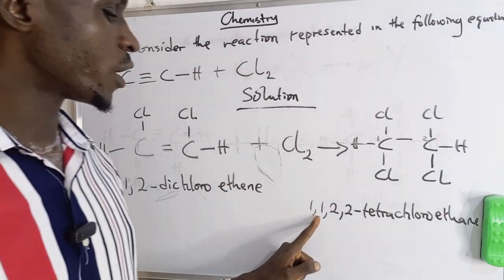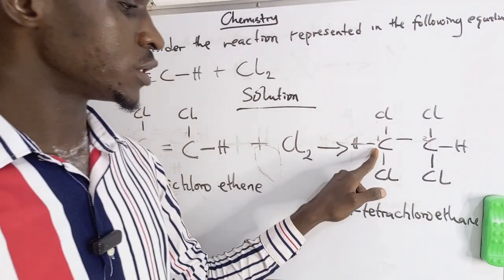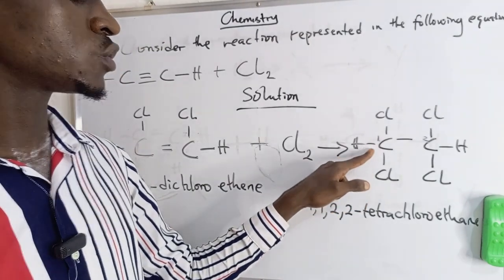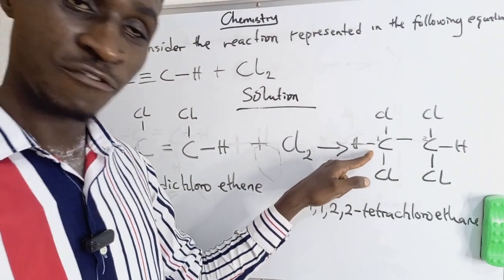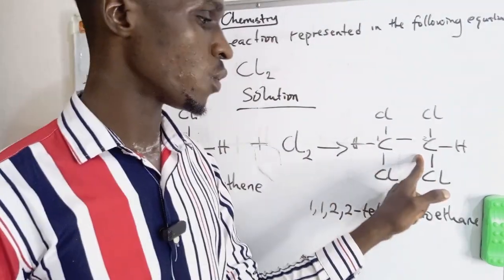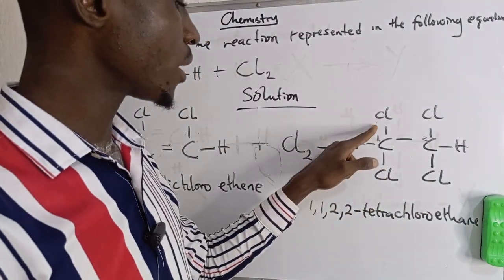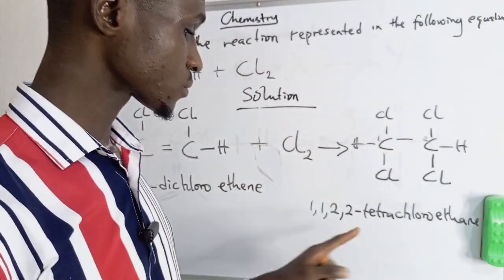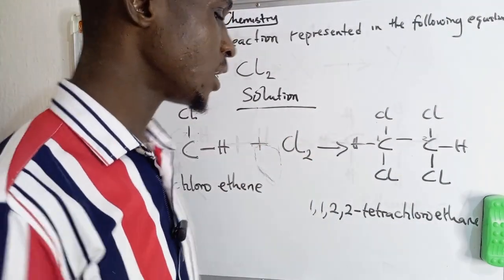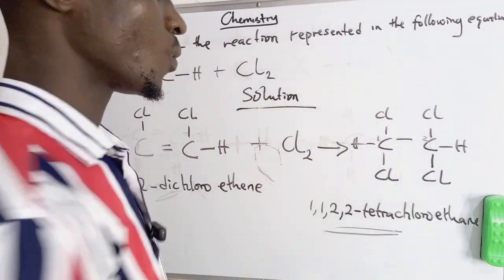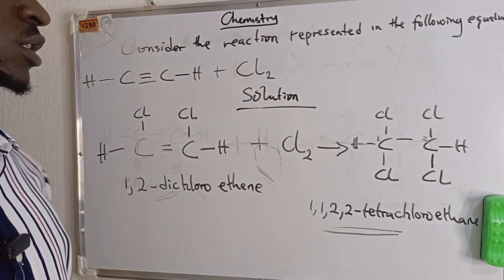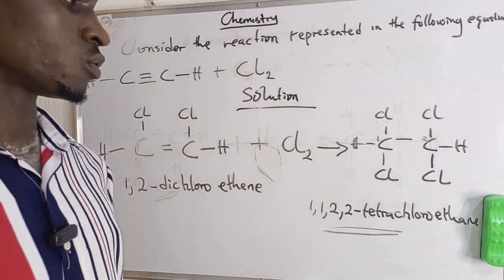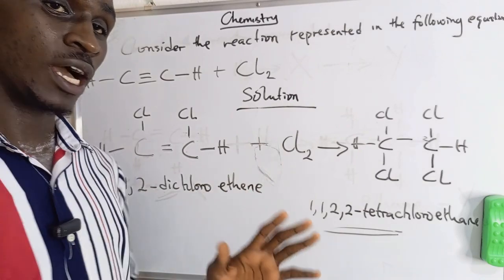Why do we have 1,1,2,2 here? The first carbon is carrying chlorine and chlorine here. So you are going to be mentioning chlorine twice for the first carbon. The same thing will occur for the second carbon. So we have 1,1,2,2. Tetra means 4. Tetrachloroethane. Now this is the final product in an addition reaction involving chlorine. Or let's say that chlorine is representing all the halogens.